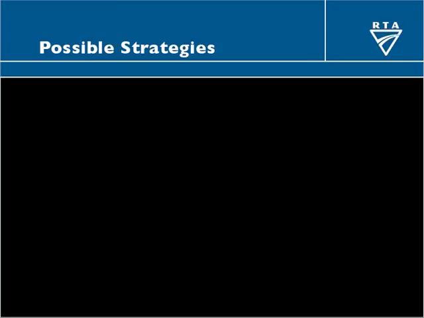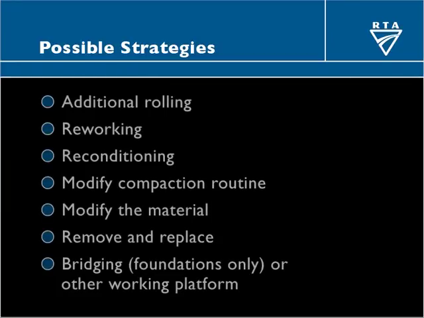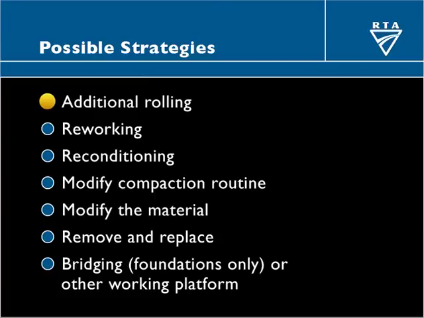Now, supposing you're having trouble achieving compaction, what are the appropriate strategies? There's a few, more or less in order of increasing difficulty and cost. The most common is just do some more rolling. Second is rip it up and try it again, reworking it. That may be accompanied by changing the moisture condition, reconditioning it. That can be either wetting or drying. We can try modifying the compaction routine, so different rollers, different sequence, different number of passes.